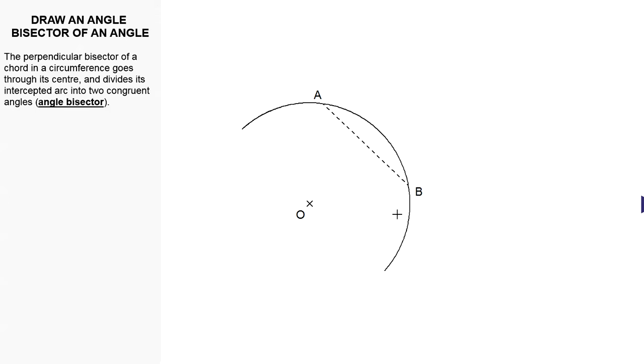the perpendicular bisector of the chord will go through the center of the circumference, and it divides the encompassed angle into two congruent angles. The angle that these two radii that go each one through points A and B form is divided by the perpendicular bisector of the intercepted chord into congruent angles. So, the perpendicular bisector of the chord is at the same time the angle bisector of its encompassed angle.